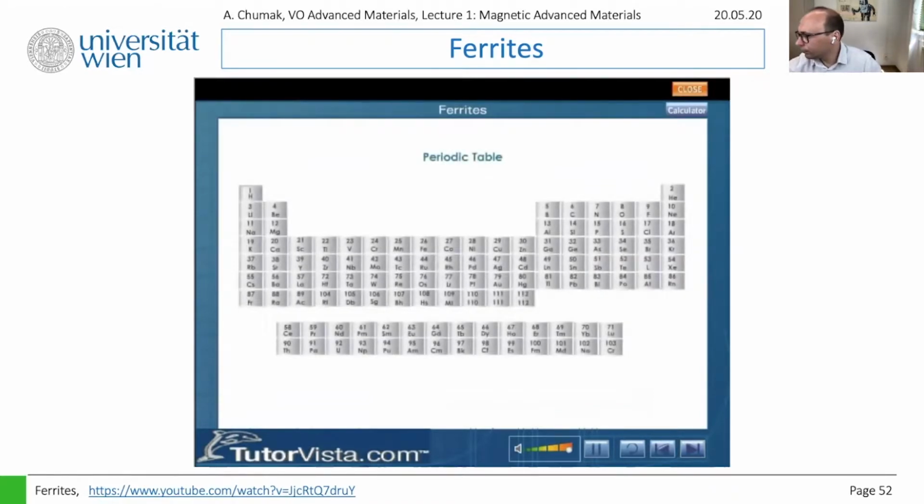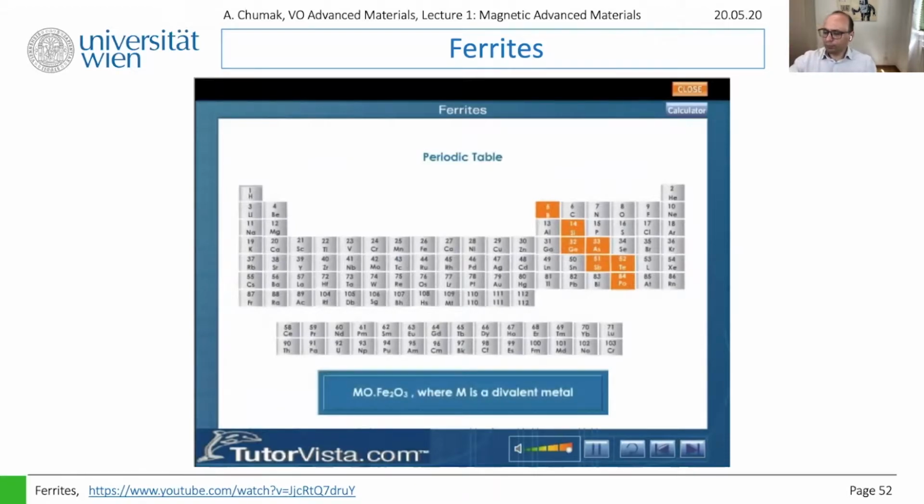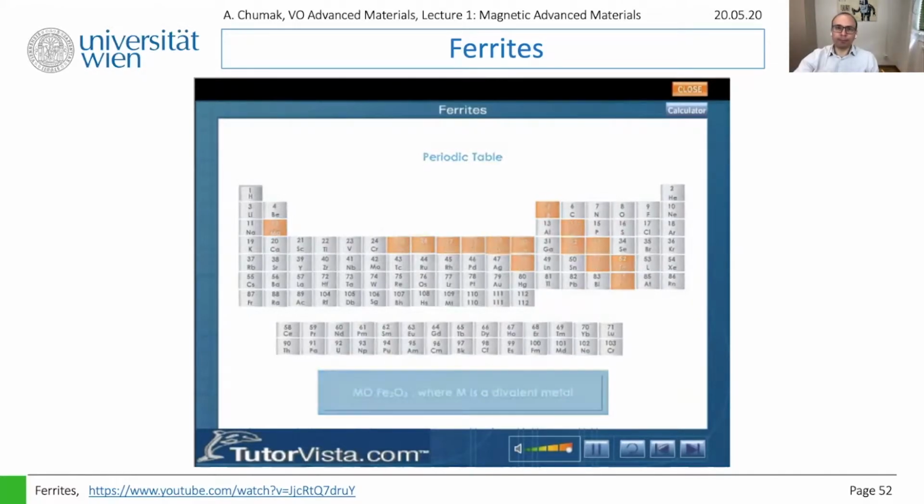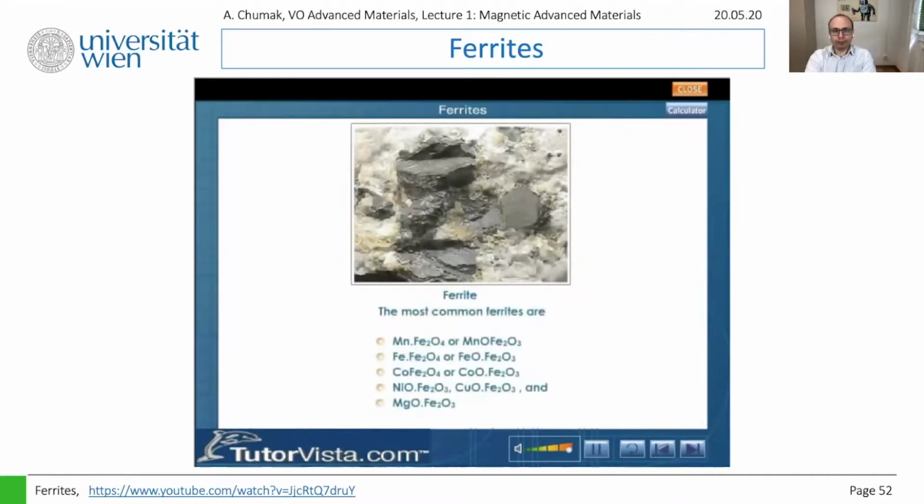Ferrites are mixed metallic oxides of high resistivity and are members of the semiconductor family. They are ceramic ferromagnetic materials with the general chemical composition MOFe2O3, where M is a divalent metal such as iron, manganese, magnesium, nickel, zinc, cadmium, cobalt, copper, or a mixture of these. The most common ferrites are listed here.